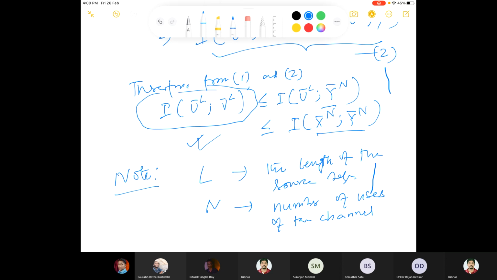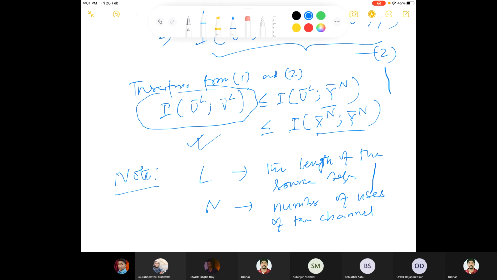Then, using whatever we derived about the probability of error, and using this data processing theorem, we will show that if the source entropy is more than the channel capacity per unit time, then the error probability will be positive. There will be a chance of error. The original question was whether you can transmit information reliably through a noisy channel. That can be obtained only when the source entropy is less than the channel capacity per unit time. Reliably means the probability of error is close to zero, arbitrarily small.